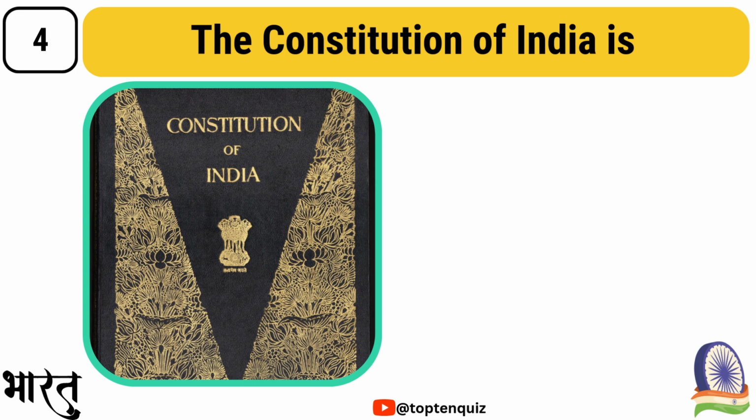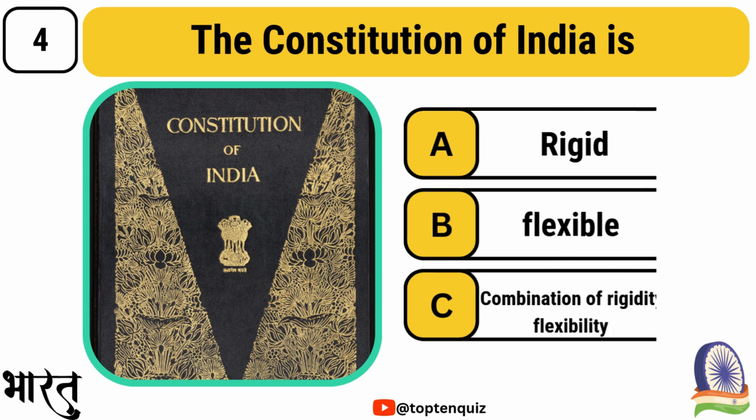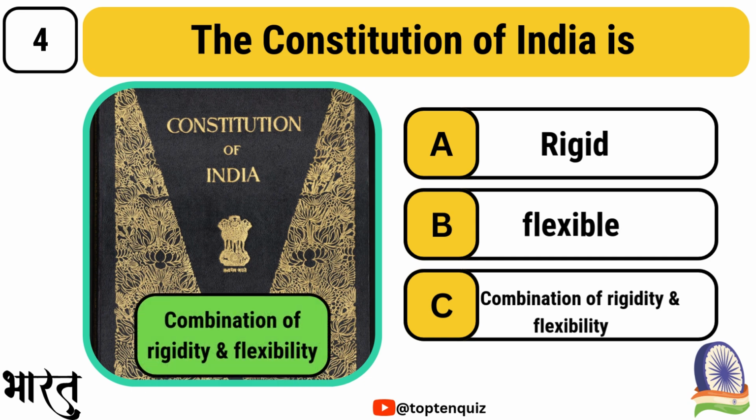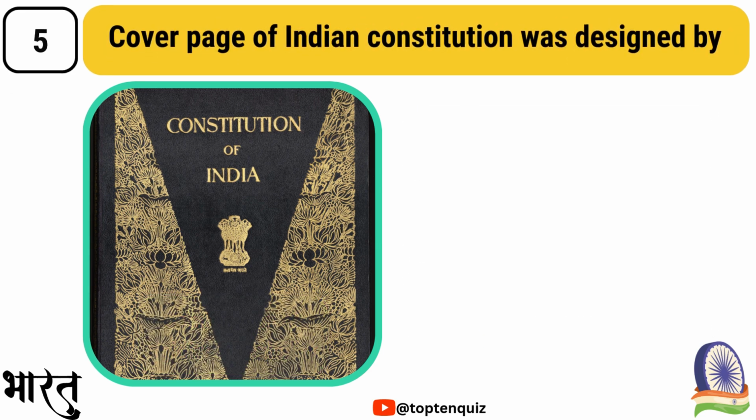The Constitution of India is option A rigid, option B flexible, option C combination of rigidity and flexibility. The answer is option C.